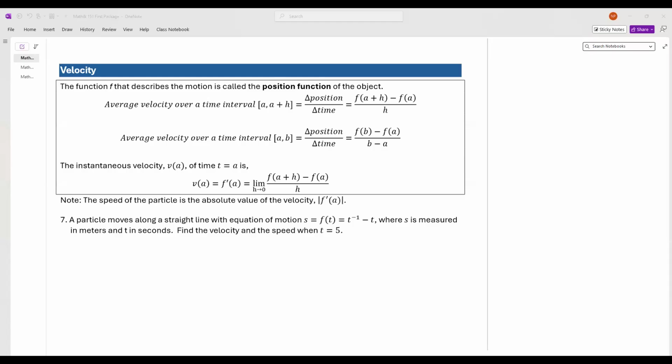Now, let's talk about velocity. In these lectures, we will talk about how velocity relates to rate of change and how this is related to the derivative. Velocity is really similar to speed, okay?